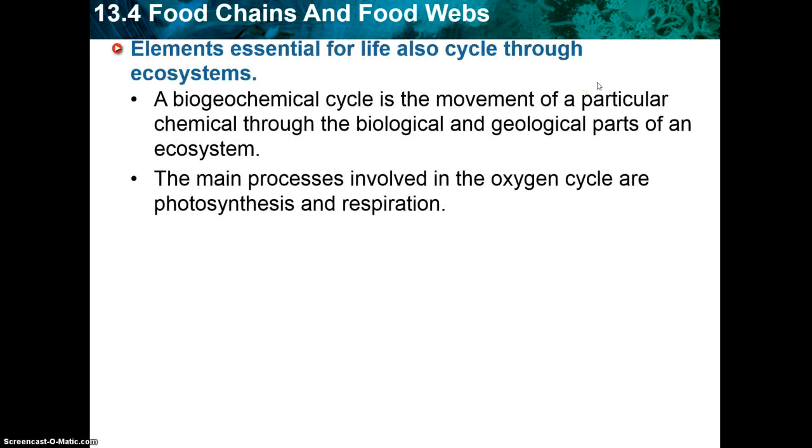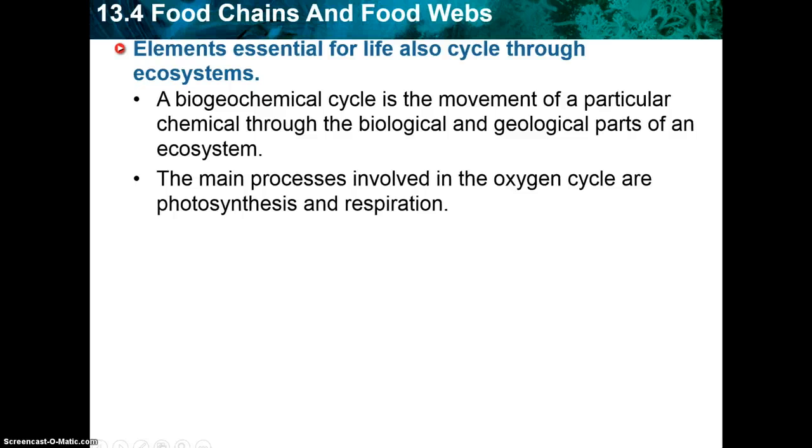Elements essential for life also cycle through the ecosystem. A biogeochemical cycle is the movement of a particular chemical through the biological and geological parts of an ecosystem. The main processes involved in the oxygen cycle are photosynthesis and respiration. And this, photosynthesis and respiration, would be how animals and plants transfer oxygen or other gases into the Earth's system.